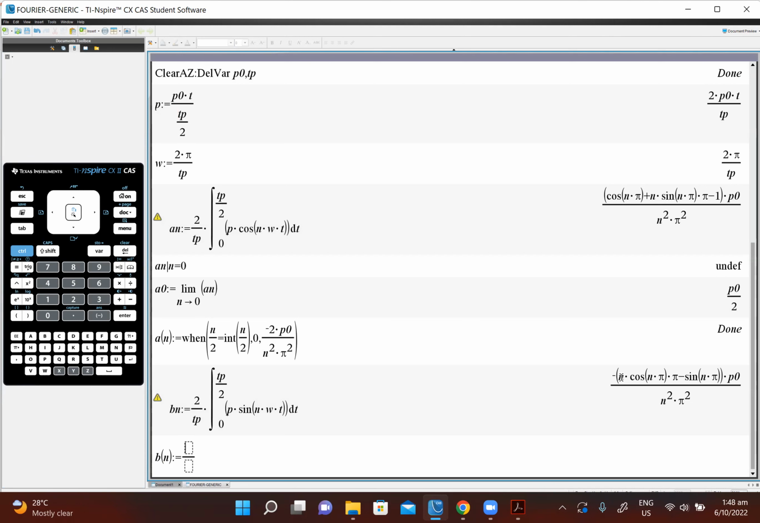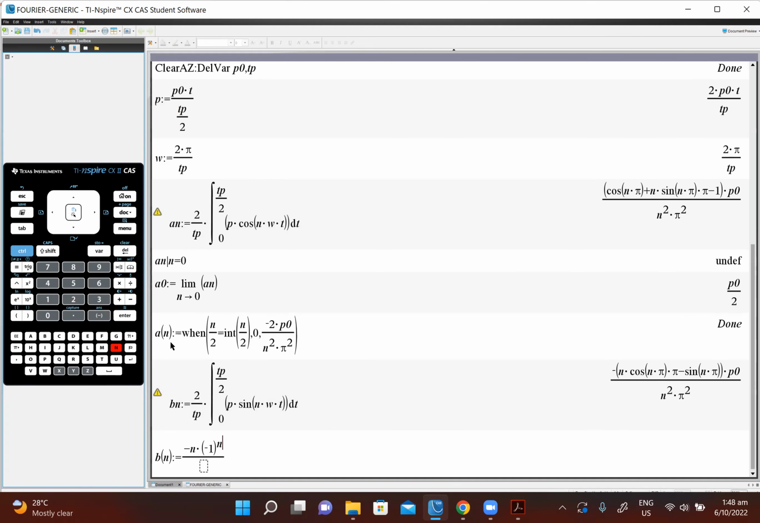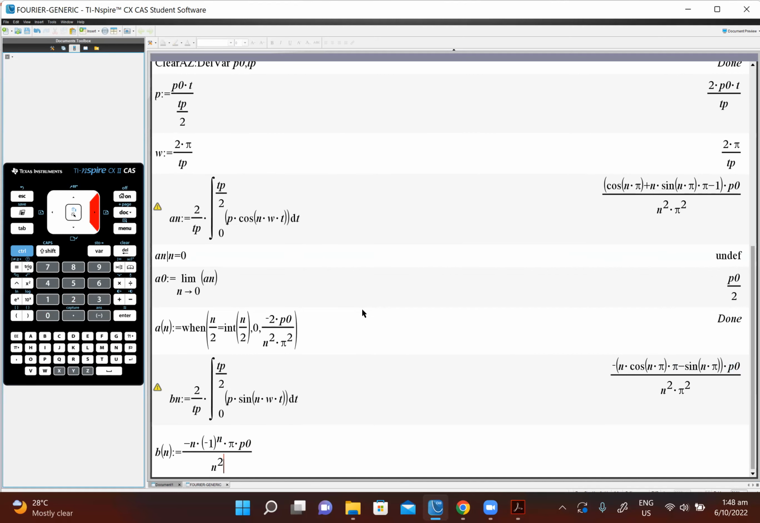So it's going to be a quotient. It's going to be a negative, and then n times -1 raised to the nth power. And then you have something left. Here is pi and p naught. So let's put that in. It's multiplied by pi and p naught, over n squared and pi squared again.